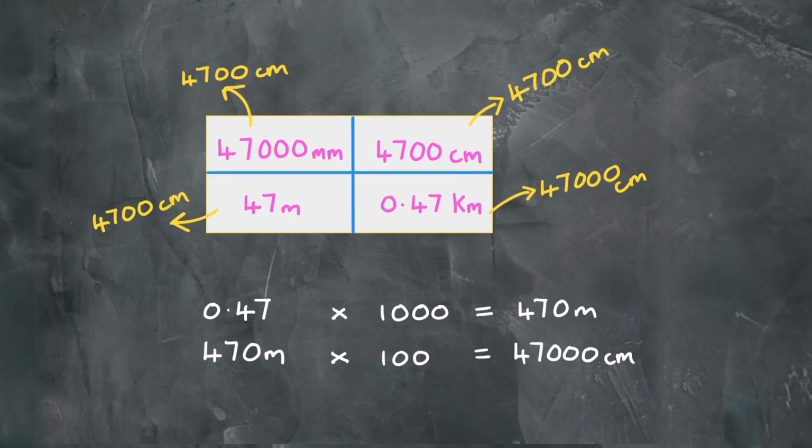We can see from the conversions that we have completed that 3 of them have 4,700 centimetres and the last one is 47,000 centimetres. So the last one is the odd one out.